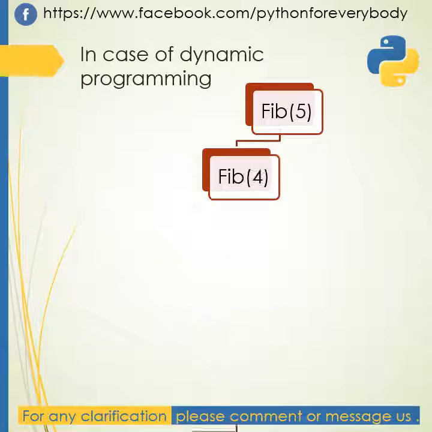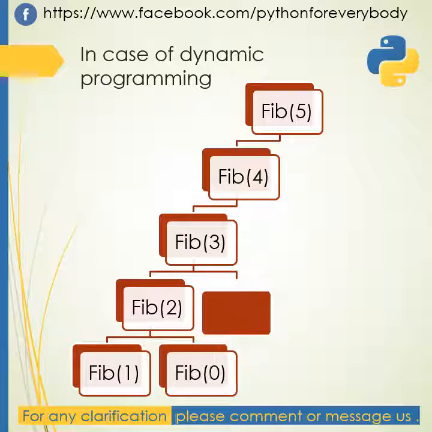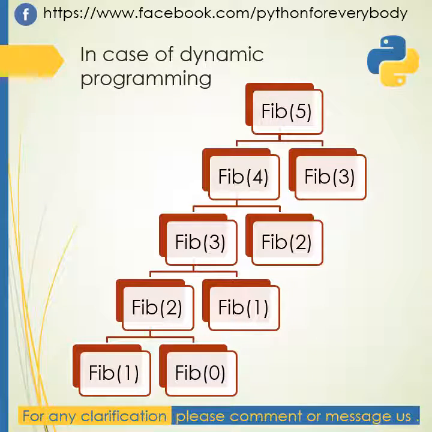Now look at what the tree is going to be composed of in the case of dynamic programming. This tree will become very small, because at the time of Fibonacci 3, it is going to use values which are already pre-computed. The tree will go in this order: Fibonacci 5 will call 4, 4 will call 3, 3 will call 2 and 1, and all the other calls will just use the value which has already been stored.